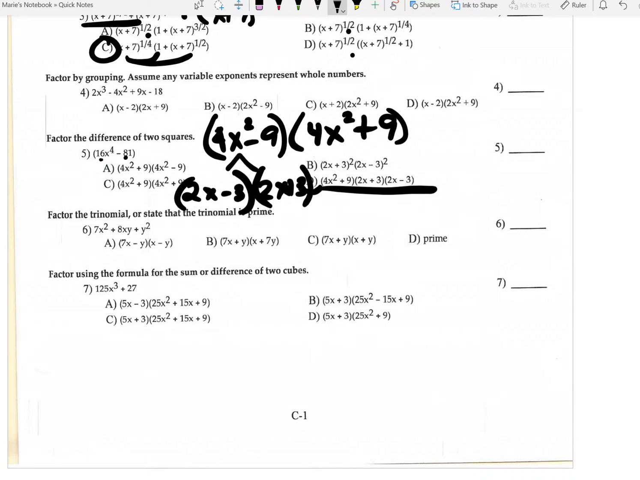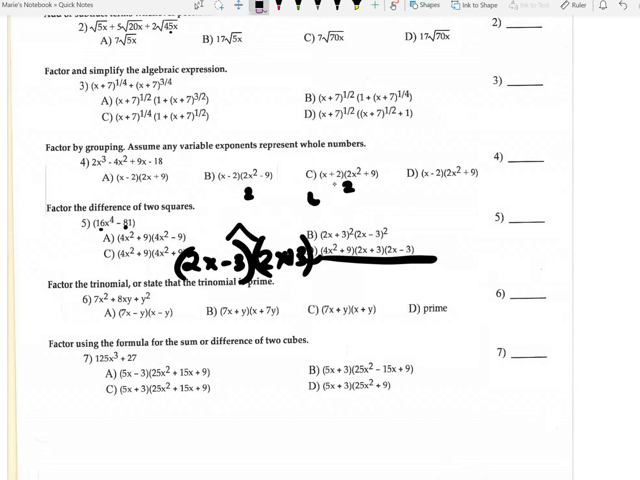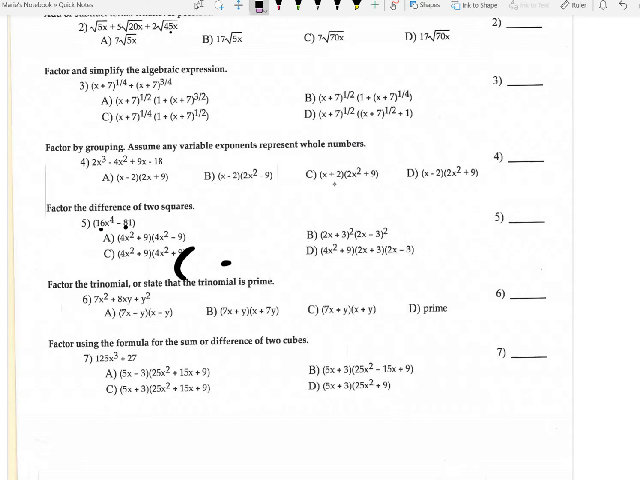I just realized I skipped number 4. Let me go back to number 4, and I apologize for that. For number 4, we have factor by grouping as the question stem. And so if I do factor by grouping, I'm going to split the equation right there. And what's common on this side is going to be 2x squared. That's going to leave me an x minus 2.